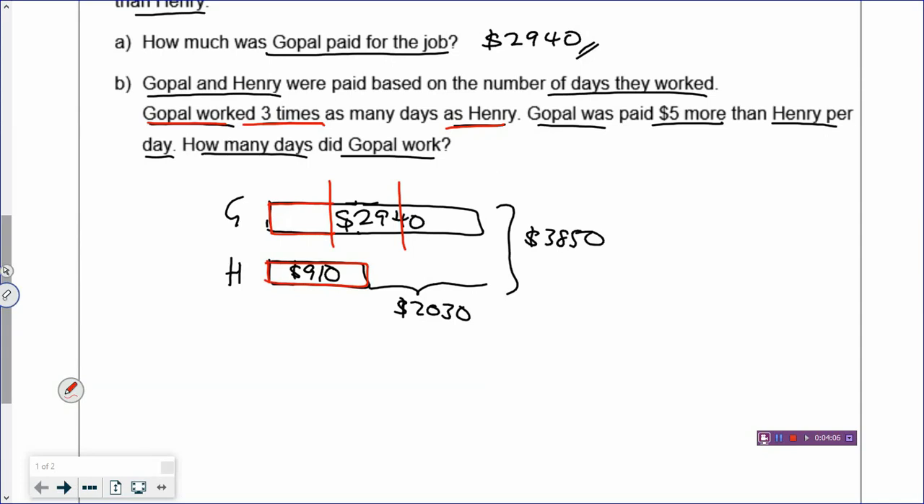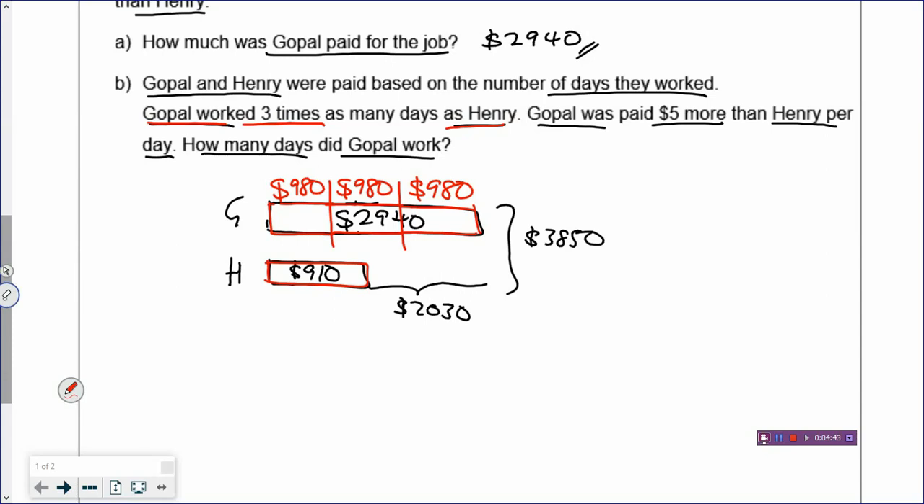Alright, so once you understand this concept, then you can continue to find out how much is 1 group. Gopal has 3 times, or he worked 3 times as many days. So how much is 1 time? You take 2,940 and you divide by 3. So 1 time is $980. So it means that 1 group of days is $980. And then how about Henry? Henry also worked for 1 time, which is don't know how many days, that is $910. So what do we do next?